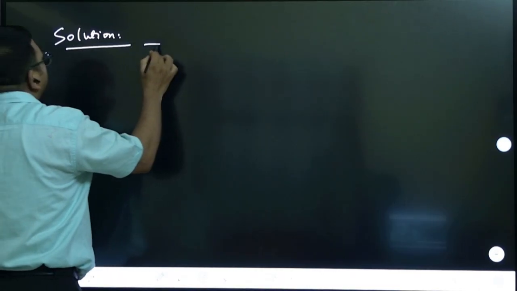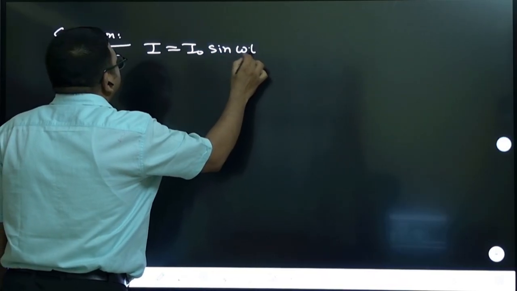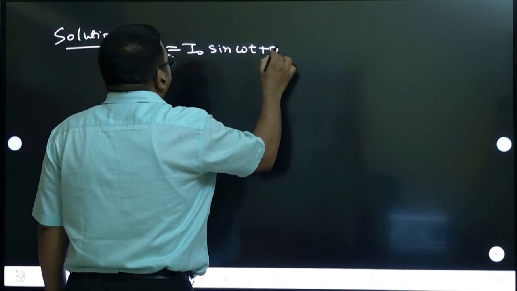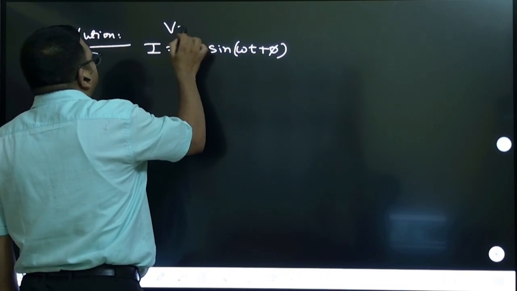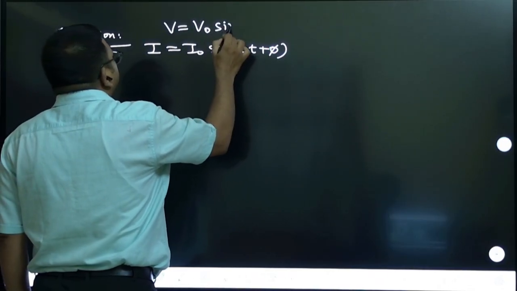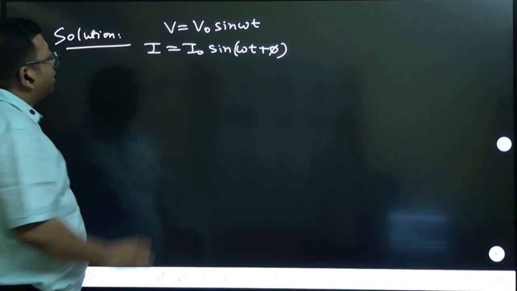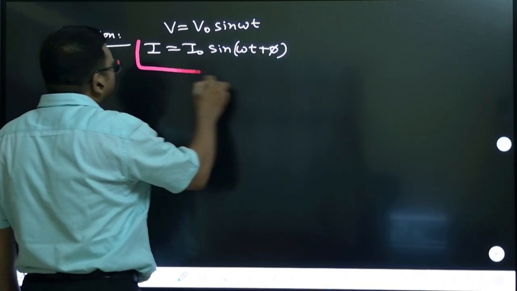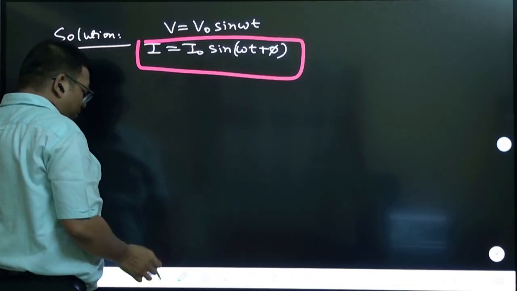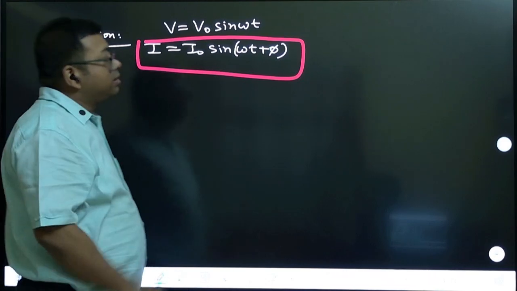Solution will be I equal to I naught sine omega t plus phi. Okay, so we know already the voltage. Voltage is V naught sine omega t. We know this is the voltage. So we assume that the solution of current is like that. Why do we assume it like this? That is the first thing we have to ask. Why are we not assuming in terms of cos or anything else?